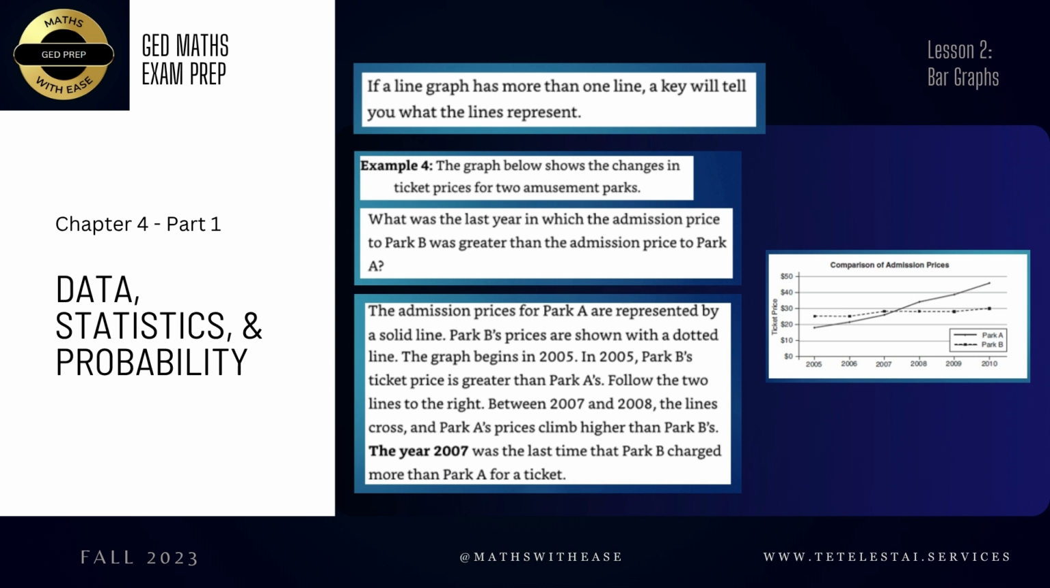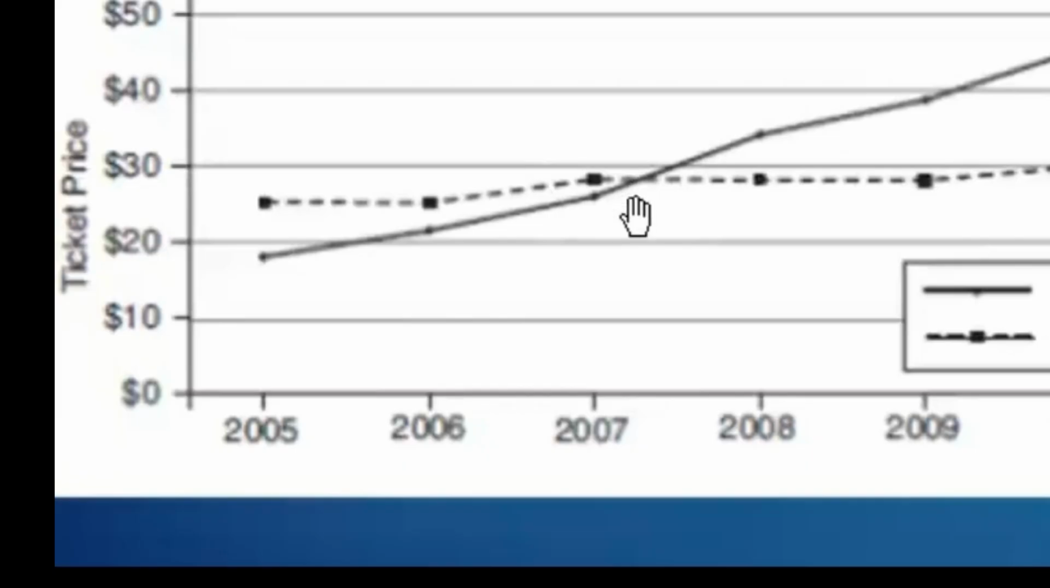Since we're closer to 2007, you can see that if I zoom in, this point where the two graphs meet, if you follow that line down to the x-axis, it's not exactly sitting on 2007, is it? But logically, we can see that because this point is closer to 2007 than it is to 2008, or even 2009 or 2010, or any of the other years, we can determine that 2007 is a valid answer for this question. Okay.